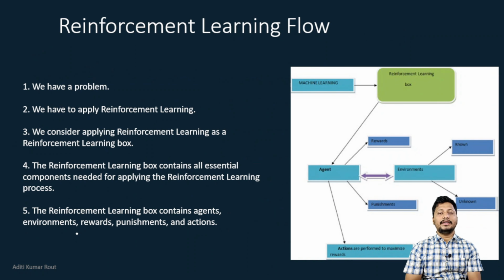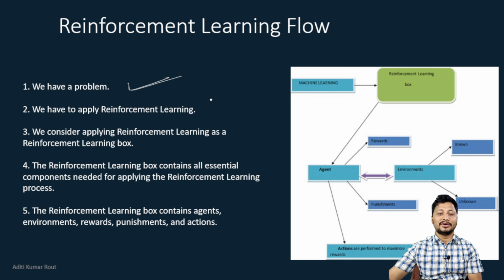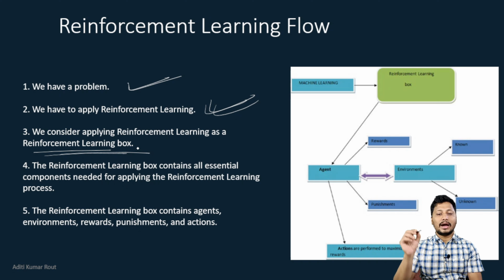Today I need to concentrate more on how the reinforcement learning flow happens, right. First of all, I need to make sure we have a problem in our hand that we need to solve, right. And our second point is we have to apply reinforcement learning. So, this is our intention behind it. Here, I considered applying reinforcement learning as a reinforcement learning box. To simplify the concept, I kept it like that. That box contains all the essential things related to reinforcement learning.